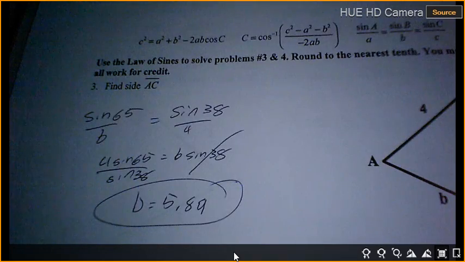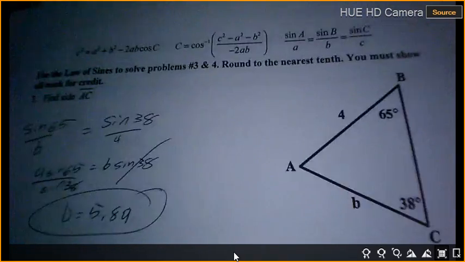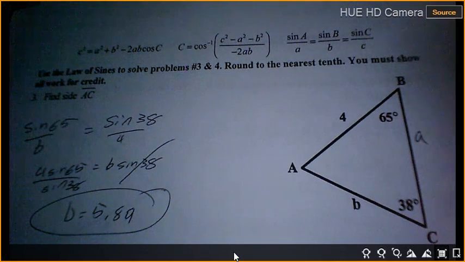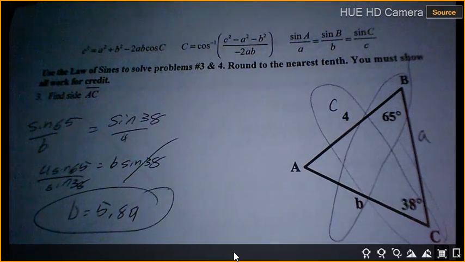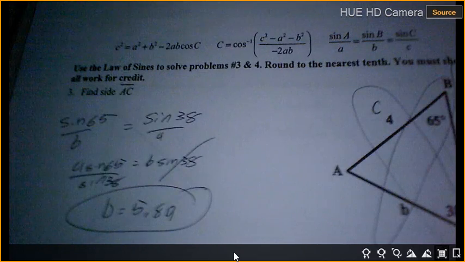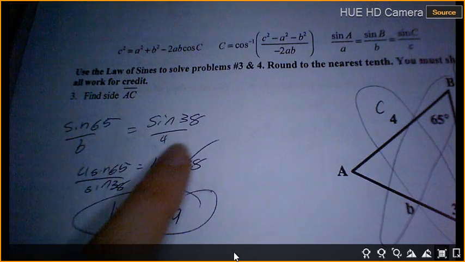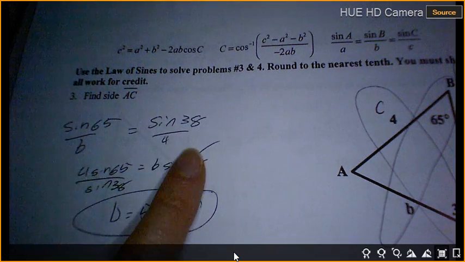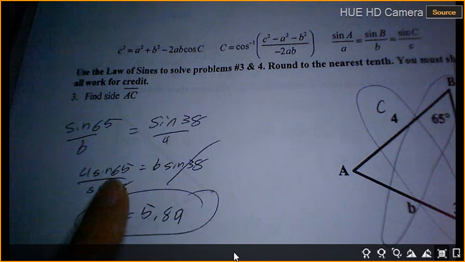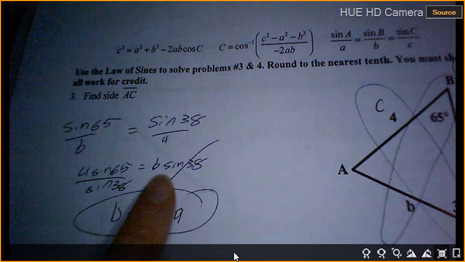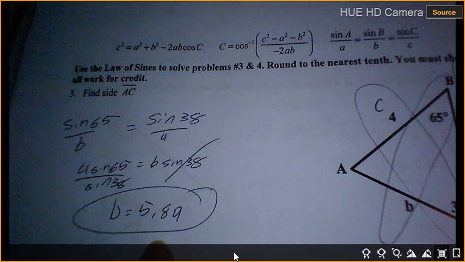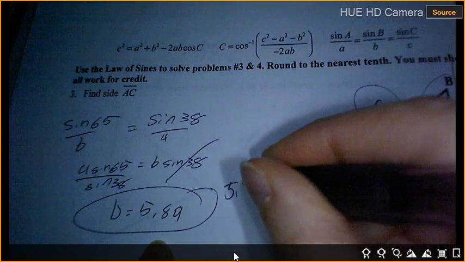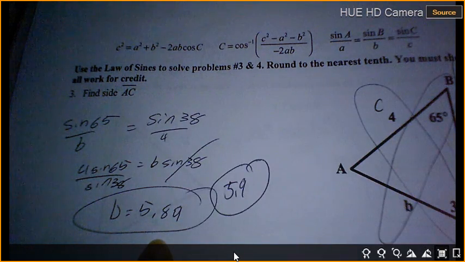Number 3, we had to use law of sines. So first I mark my sides. I've got little a, little b, little c. I'm trying to find little b, and I have angle and side for c. So I'm going to use sine of 65 over b equals sine of 38 over 4. It doesn't matter which one you write first. I cross multiplied, got 4 sine 65 equals b sine 38, divided by sine of 38, and got 5.89. You just want to mark the 9? Yeah. If you wrote 5.9, I would give you full credit on this for sure. If you wrote 6, I'd give you full credit.